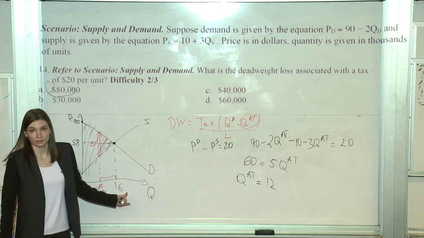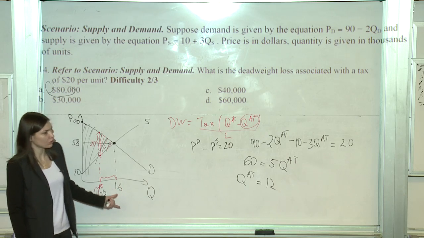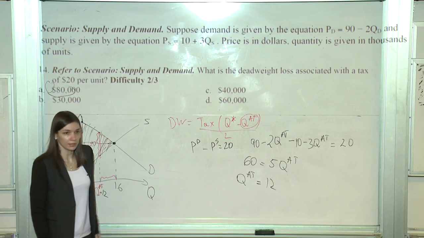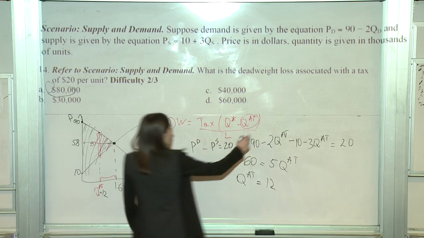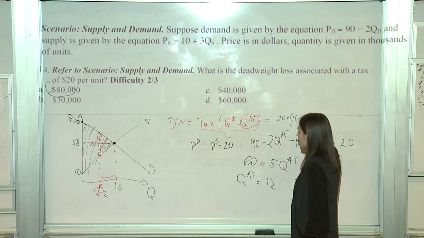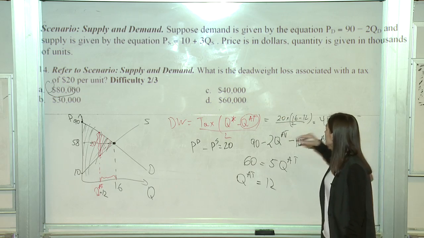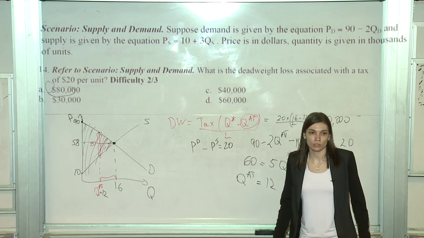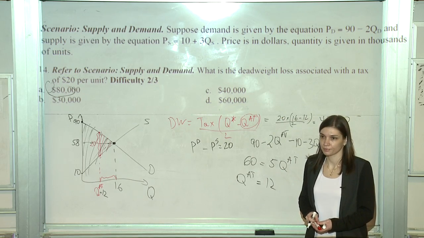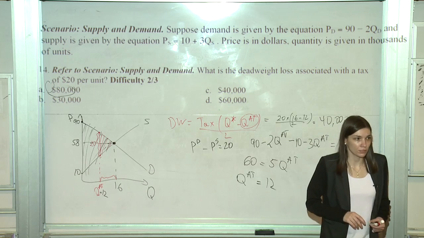And now knowing that, right, the loss in quantity turns out to be 4,000 units. I can just plug that in, and I'm going to find the deadweight loss. So it's going to be the $20 tax times 16 minus 12, the whole thing divided by 2, or 40,000. Right, so this is 4 times 10. 40, and then the quantity is in thousands, so 40,000. The answer would be C. Any questions so far?